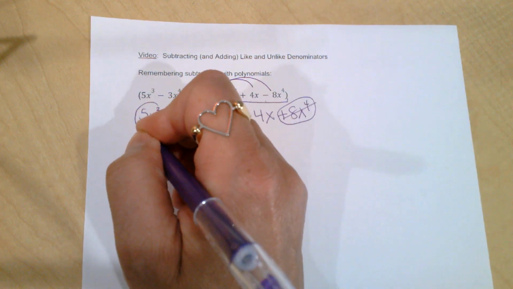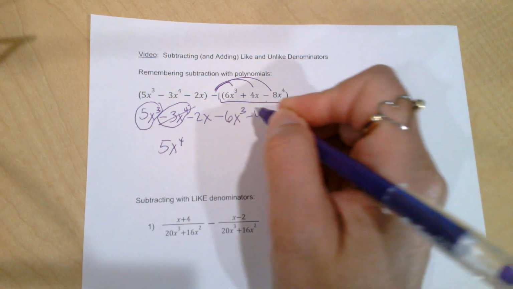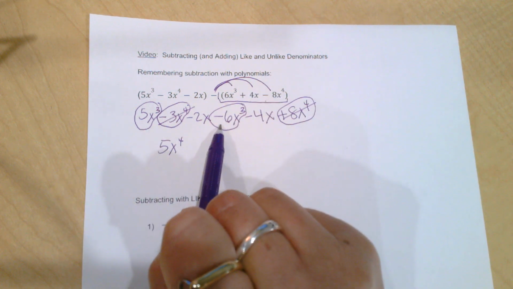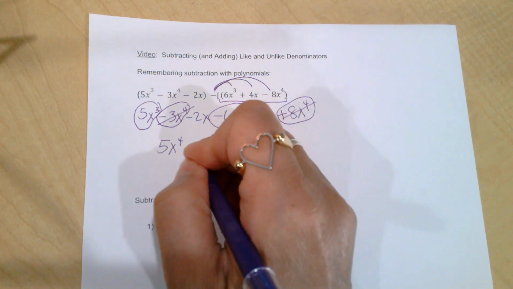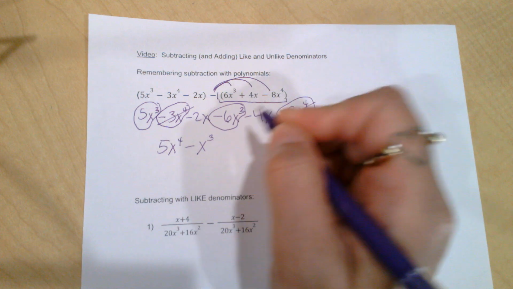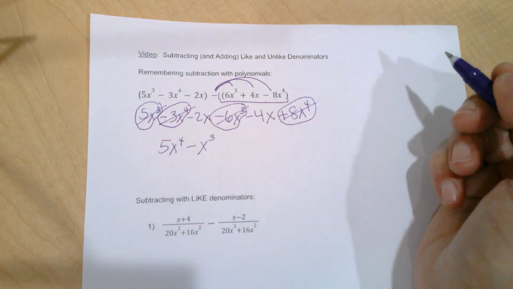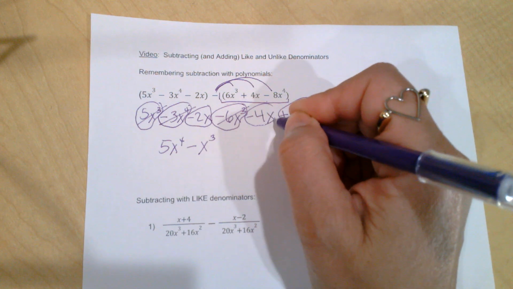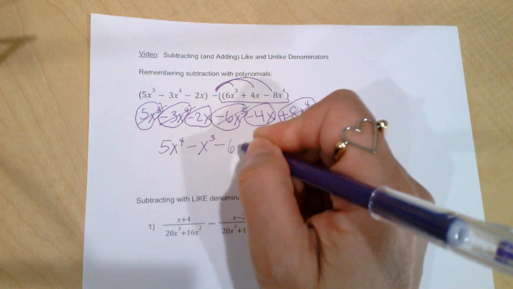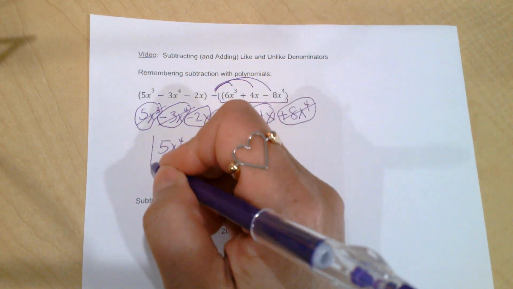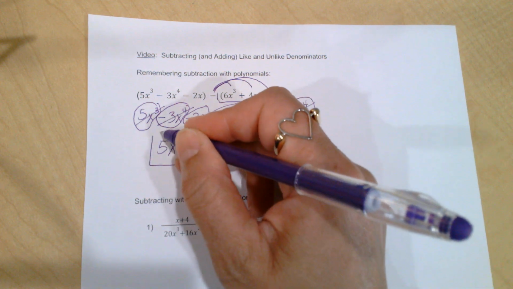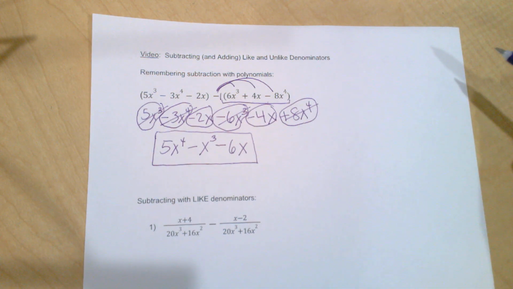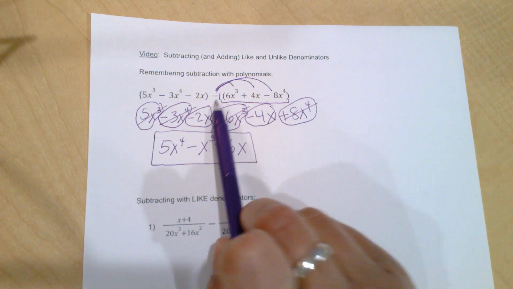The next highest exponent I see is 5x cubed. I have another cubed term here. So 5x cubed minus 6x cubed gives me a -1x cubed. Cross those out. And my last terms are minus 2x and minus 4x, and that gives us a minus 6x. And that's it. There's no other like terms to combine. They all have different exponents, so that is my answer. So just be careful when we're subtracting.